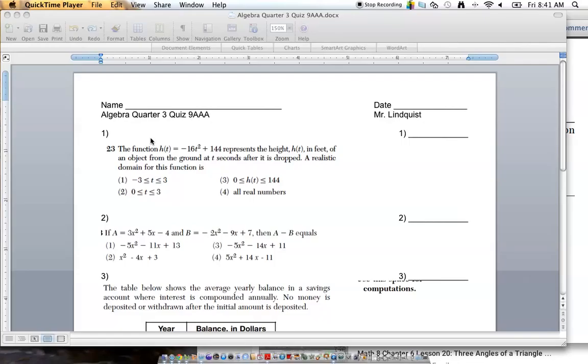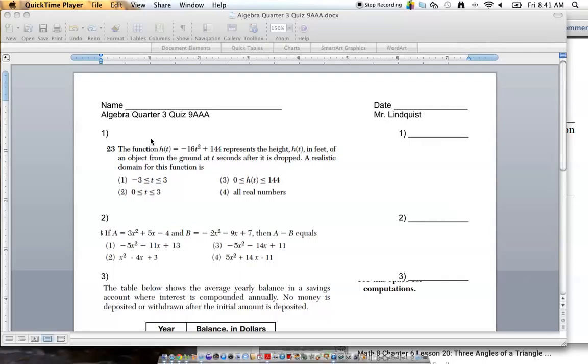Okay, so the first question says the function h of t is equal to negative 16t squared plus 144, and that represents a function h of t, the height in feet of an object dropped to the ground, t seconds after its drop. What's a realistic domain? Now, let me talk about why some of these domains are not realistic.